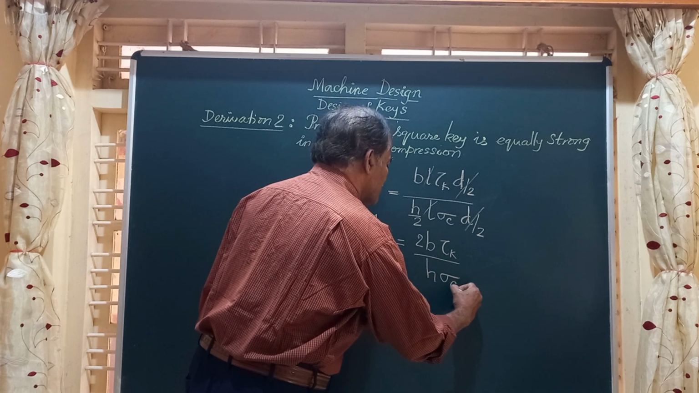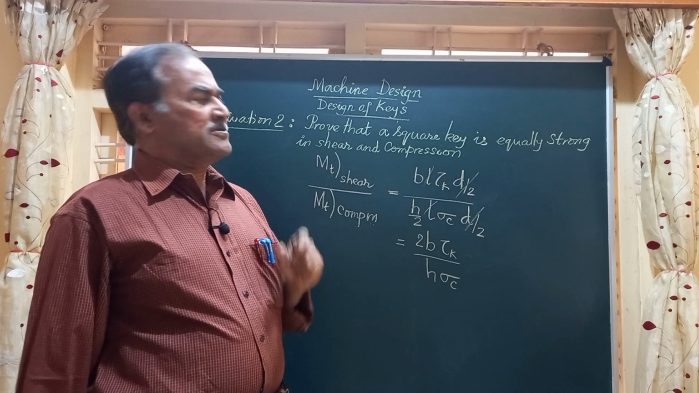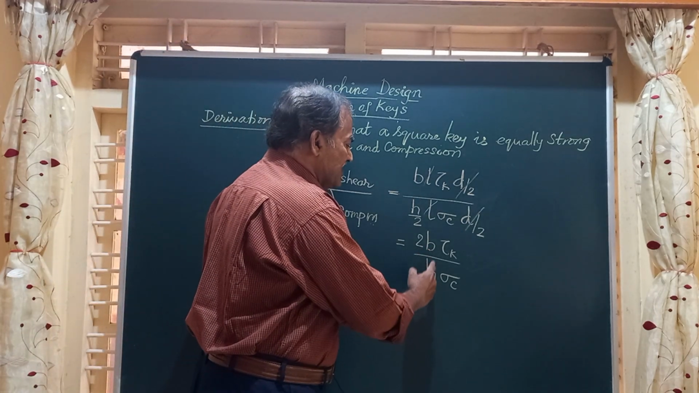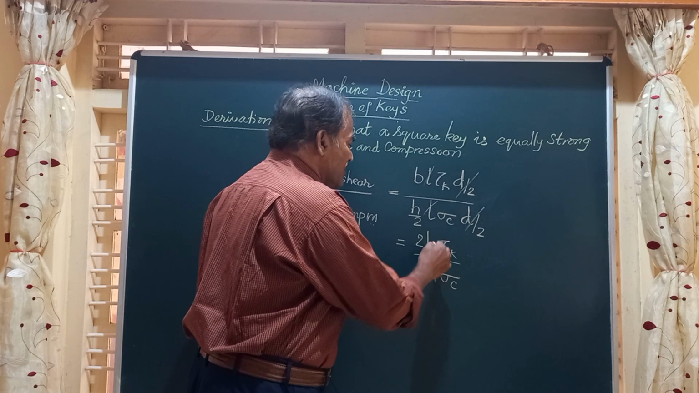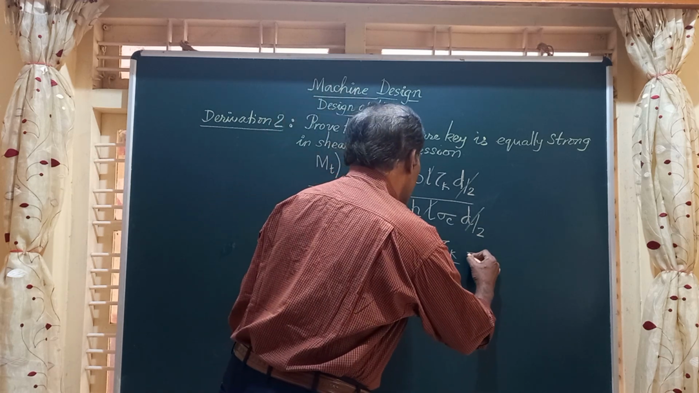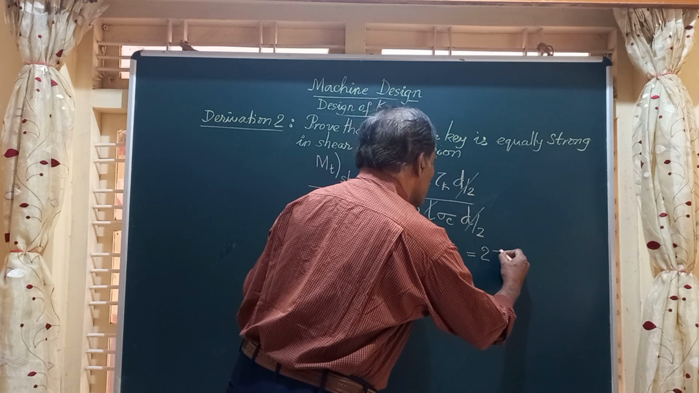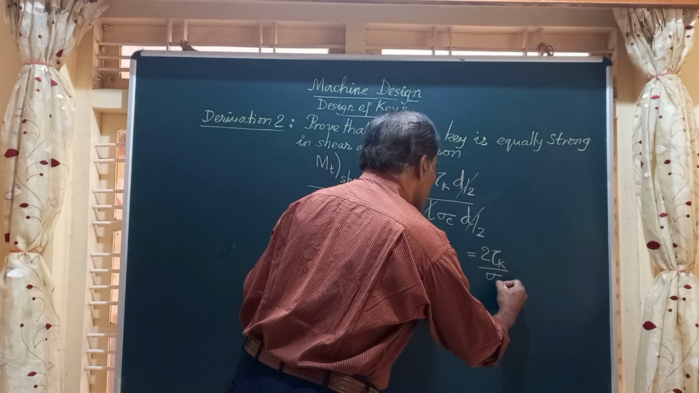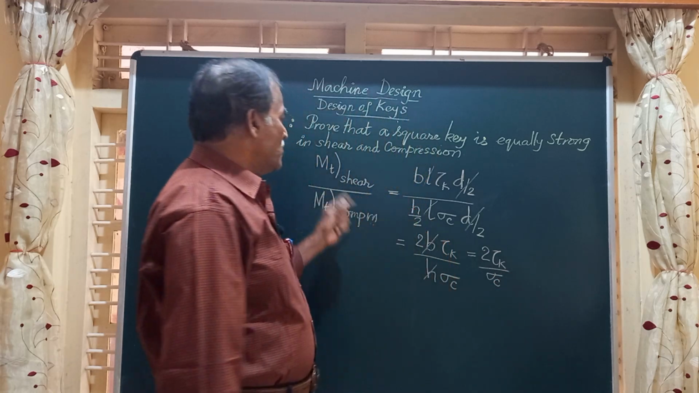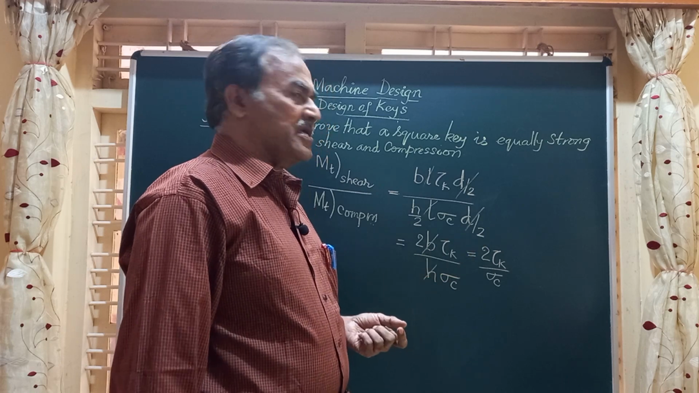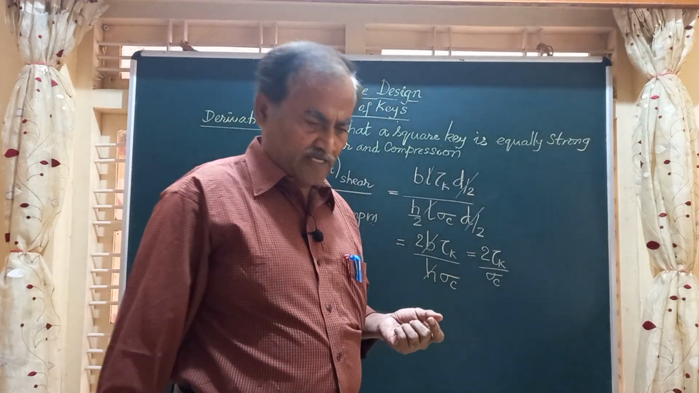A very simple derivation. Friends, for a square key, the width of the key is equal to the thickness of the key, so we can cancel b and h also. And this gets reduced to 2 times tau_k divided by sigma_c. So the ratio of these two is equal to 2 times tau_k divided by sigma_c.